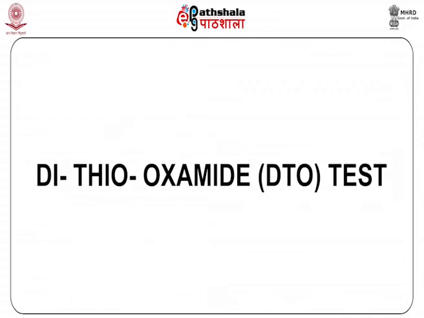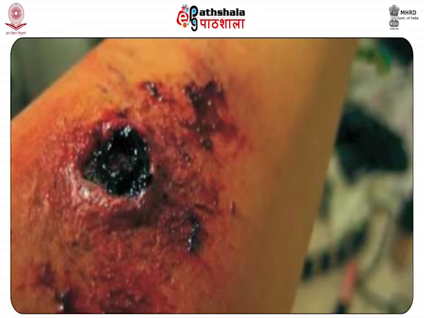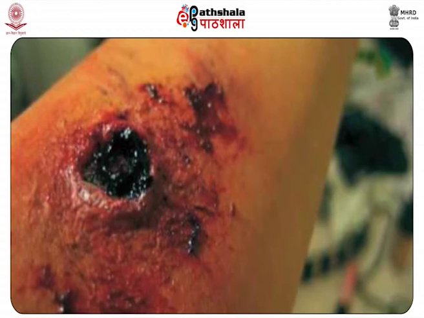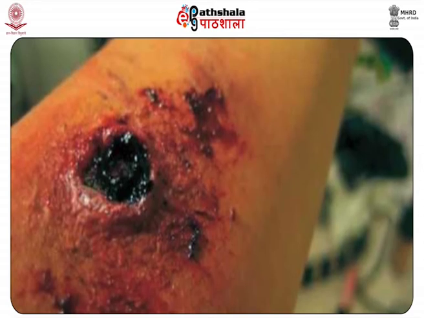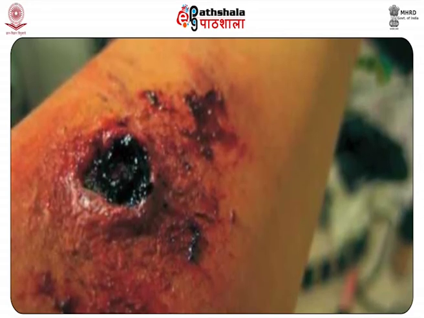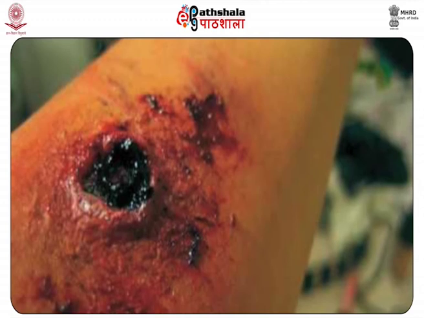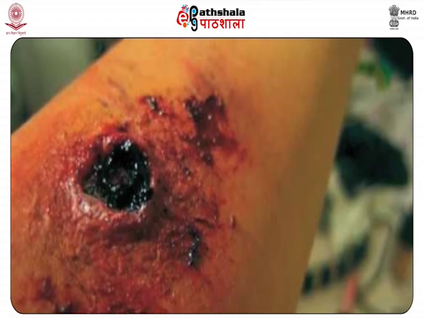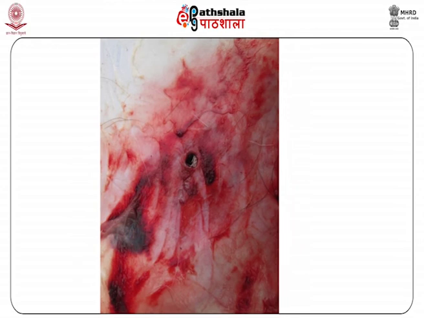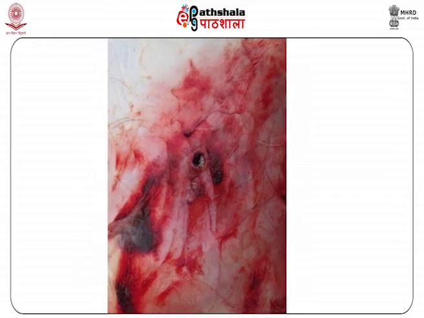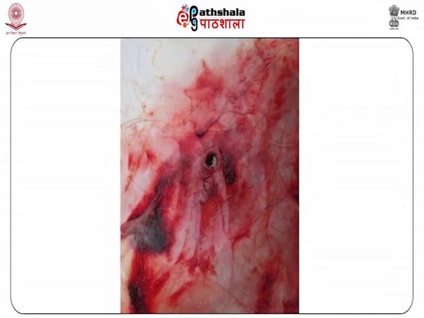Dithiooxamide, DTO test. This test detects copper and nickel and can be utilized for the determination of bullet entry and exit holes for fully jacketed gilding material, copper, zinc, and cupronickel, CUNI, bullets. It can also detect the presence of cobalt, although this is currently of no significance in forensic firearms examination. With DTO, copper produces a very dark green coloration, nickel a pink to violet coloration, and cobalt a brown coloration. The presence of blood can, however, give a false negative result.